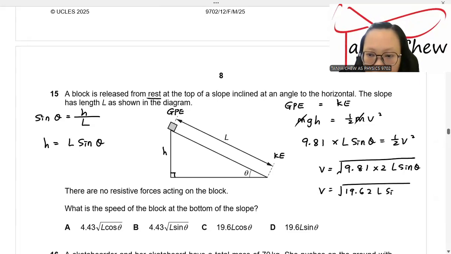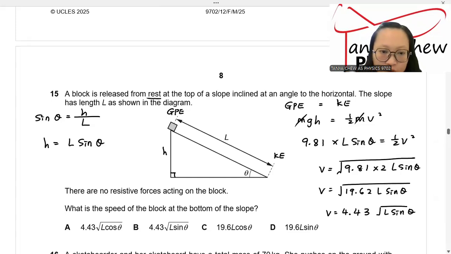19.62 L sine theta. Square root of 19.62, you should be able to get 4.43 square root L sine theta. So the answer is B.